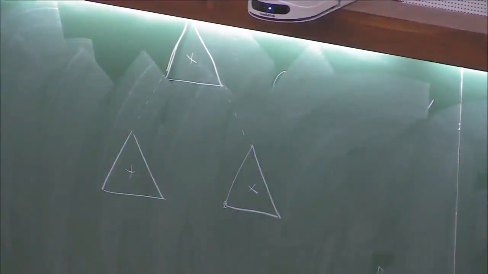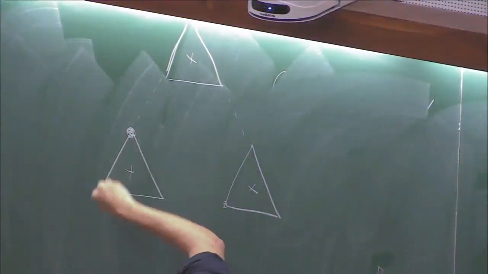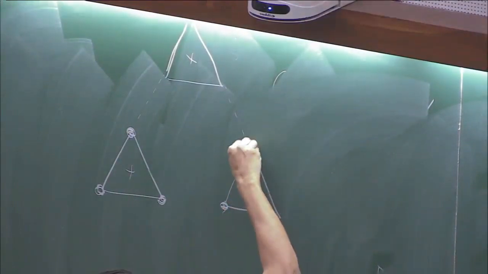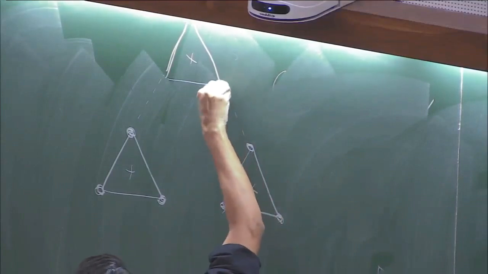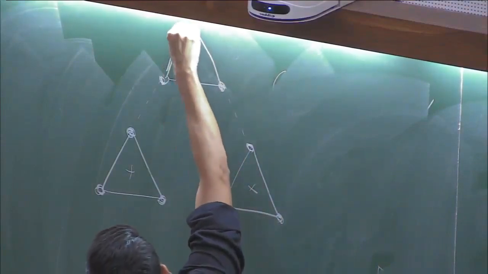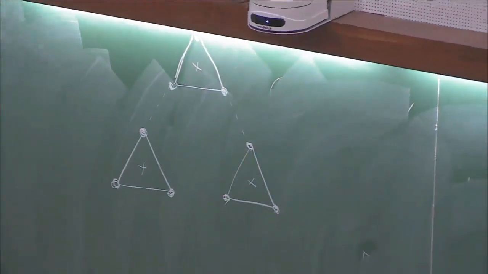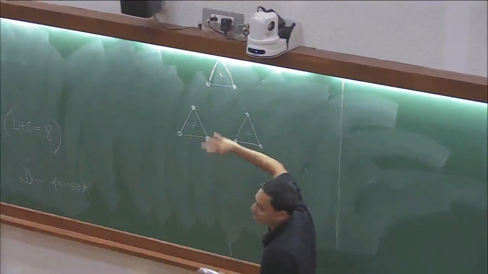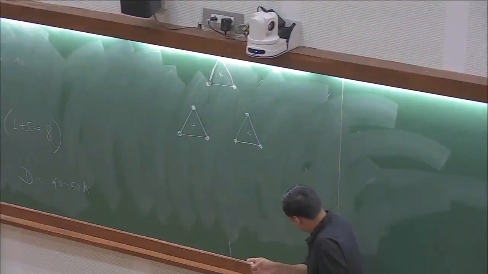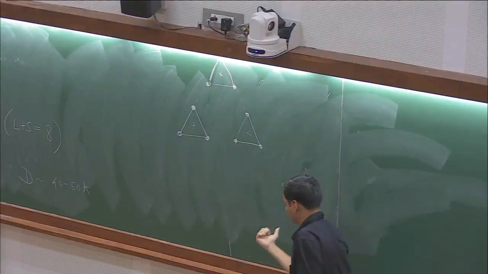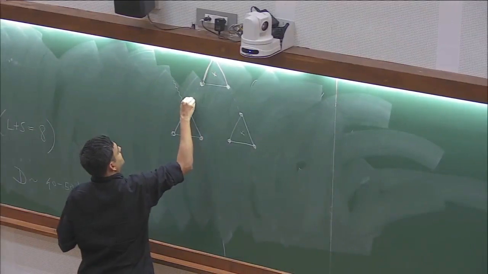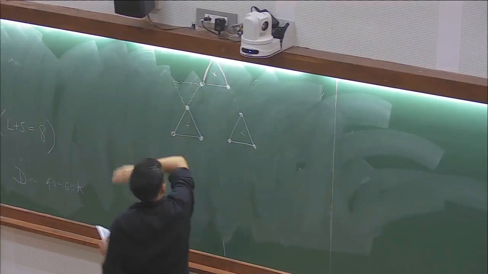Now these share sites, these base sites, with another array, another interpenetrating array of tetrahedra that are pointing down or into the bowl. So let's draw them like that.